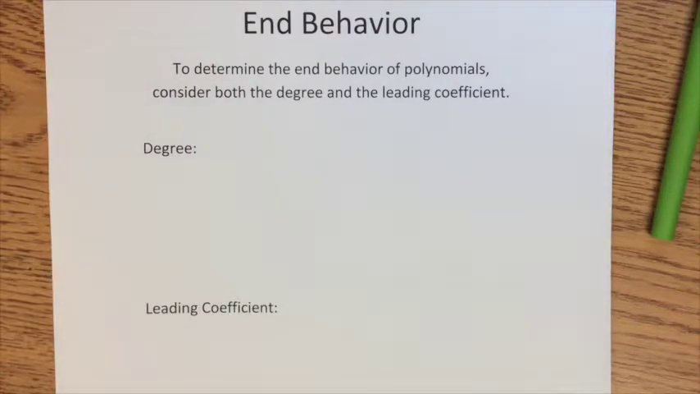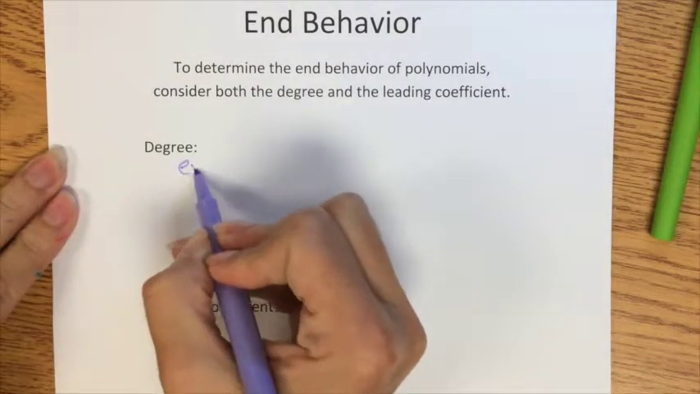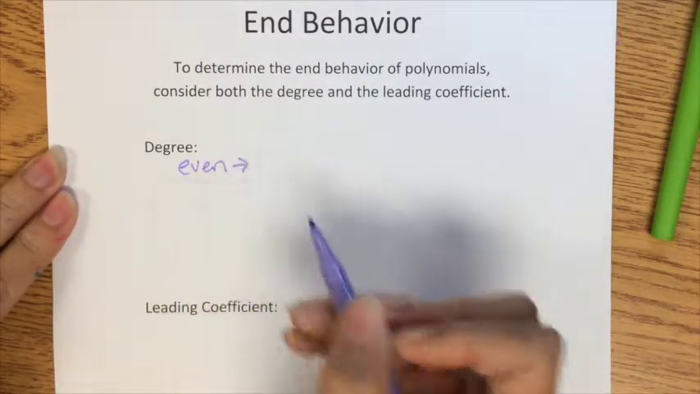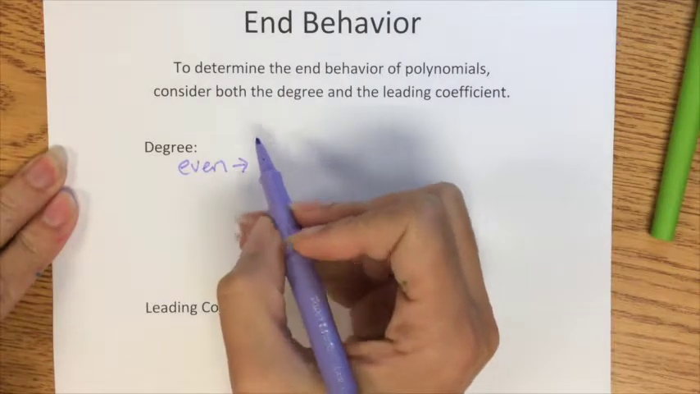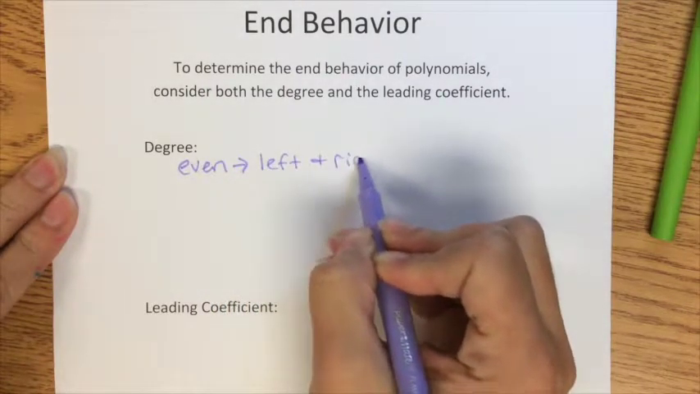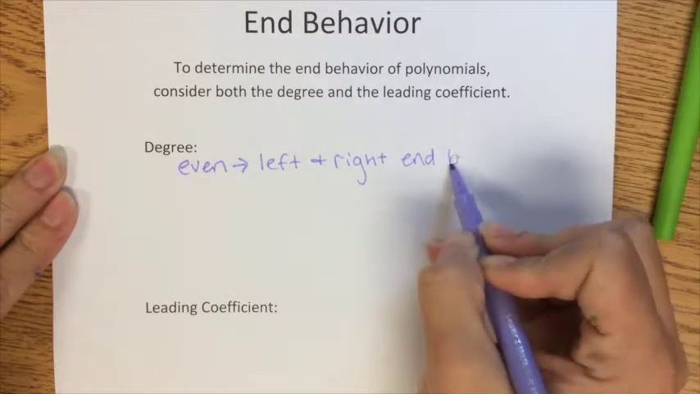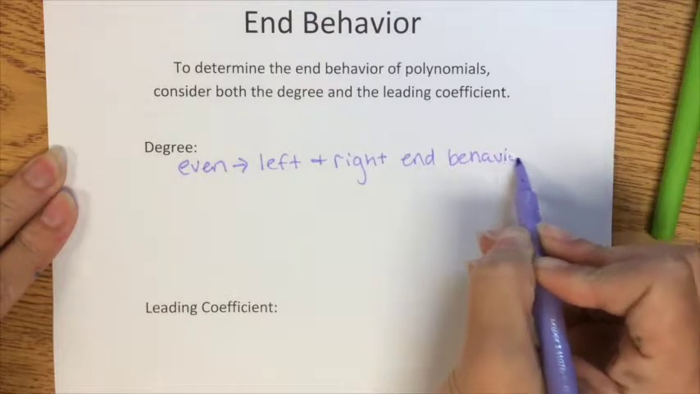End behavior is what we call the behavior at the far left and right side of the graphs of polynomials. To determine the end behavior of polynomials, we look at two things. We look at the degree first, and if the degree is even, we can say that both the left and right-hand side, so the left and right end behavior, will be the same.